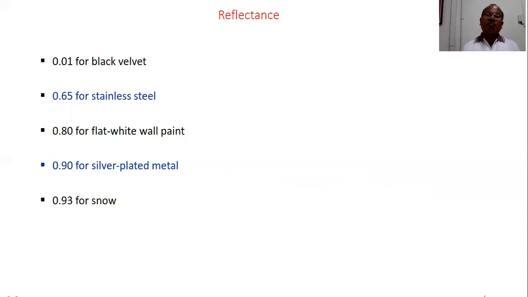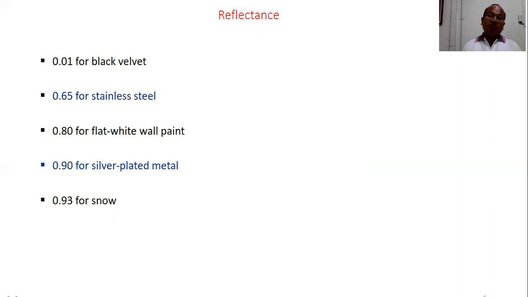It is 0.9 for silver plated metal, the metals which are plated with a silver layer, a silver coating. Still 10% of light is absorbed and 90% is reflected back. Snow has the highest reflectance component, 0.93. Only 7% of light is absorbed in the snow and 93% is reflected back, and therefore snow looks more white in color as compared to the wall or silver plated metal.